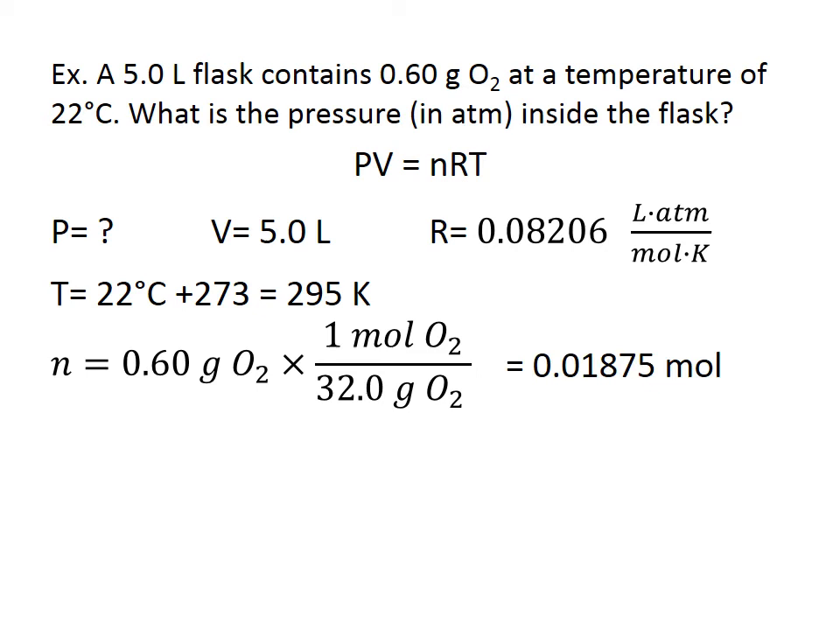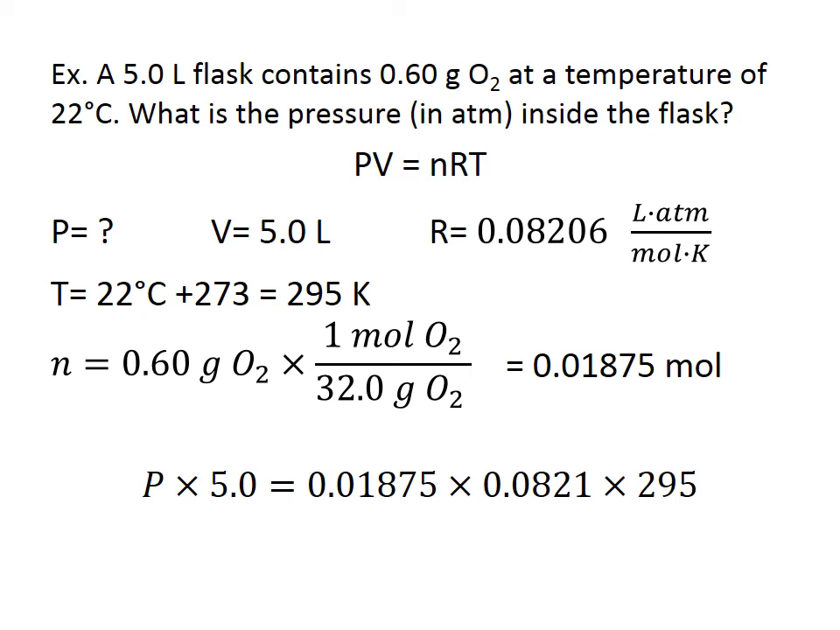Now that we have everything except the pressure, we have our volume, our number of moles, we have R, our ideal gas constant, and we have our temperature. Now we can substitute these values into the equation and solve for our pressure. So all we're going to do now is take these values here, multiply them out, and then divide them by 5. And that gives us our answer of 0.091 atmospheres. And this is the unit we wanted for pressure, atmospheres.